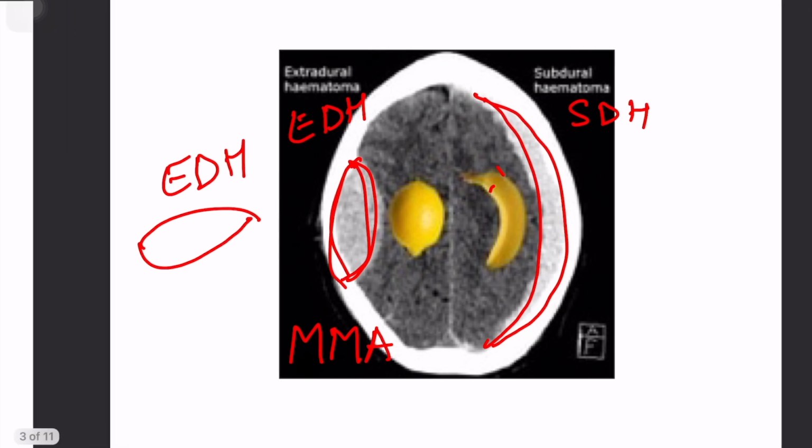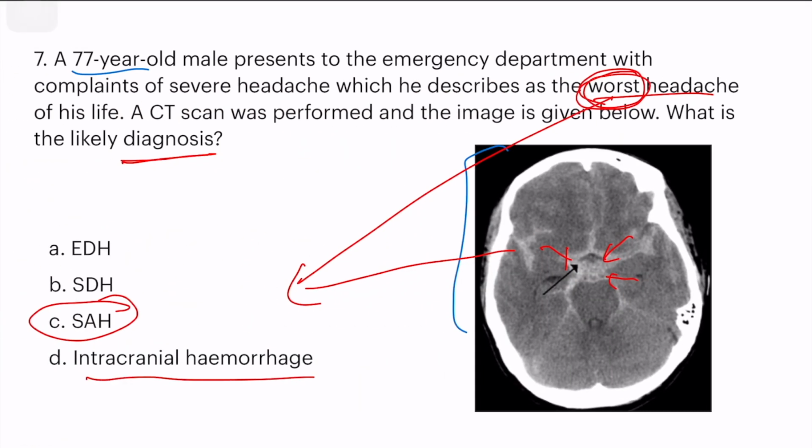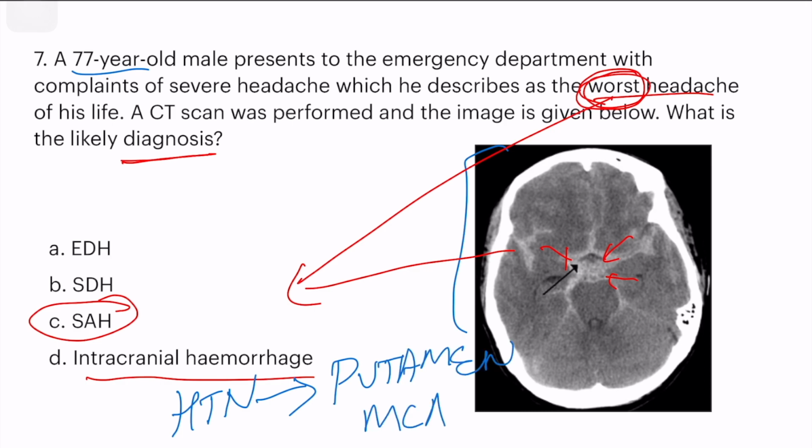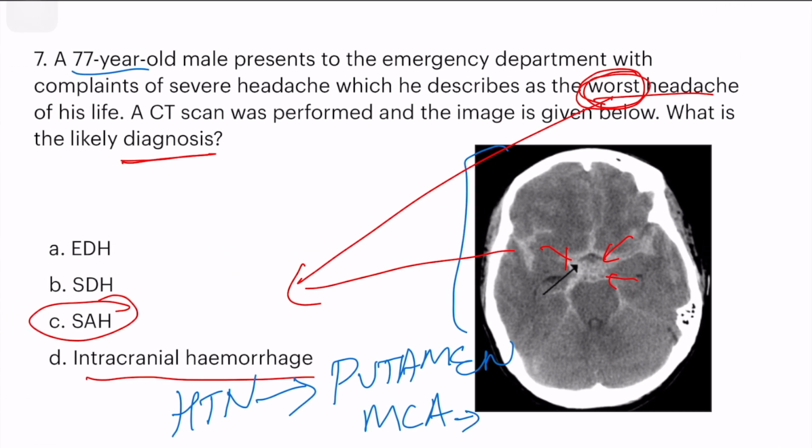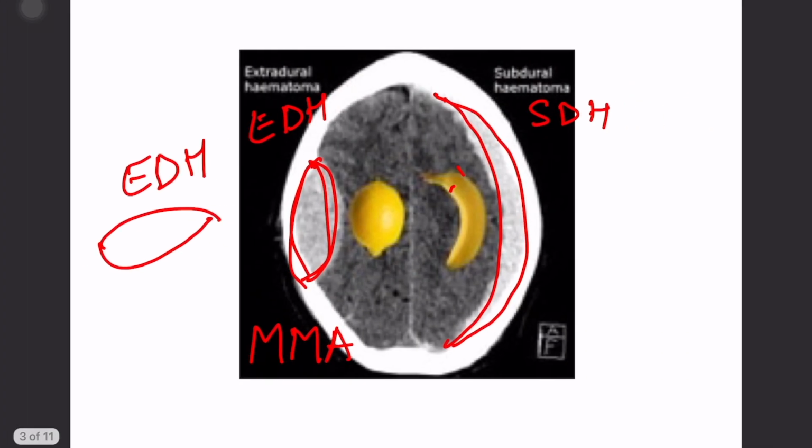So the next option is the intracranial hemorrhage, and it's mostly due to hypertension, and the area affected is the putamen. So it mostly affects the middle cerebral artery, mainly their branches, which are the lenticulostriate branches. In subdural hematoma, the bridging veins are mostly affected.